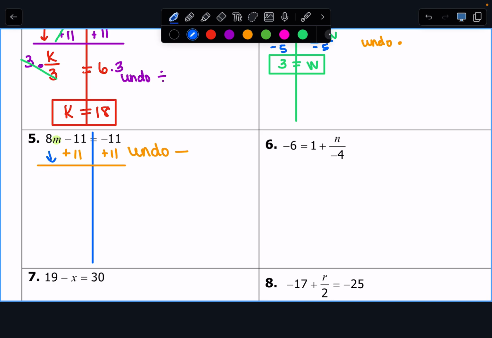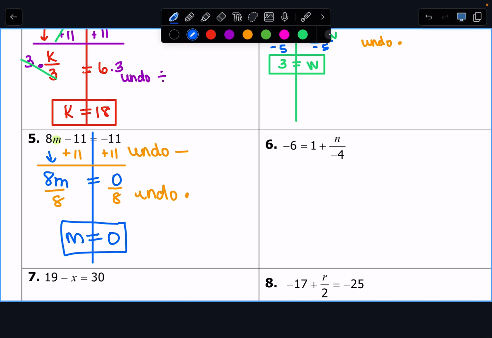Marius, what's our next step? Divide by 8. Okay, we need to undo our multiplication by dividing by 8. What is 0 divided by 8? 0. That was a weird one, wasn't it?